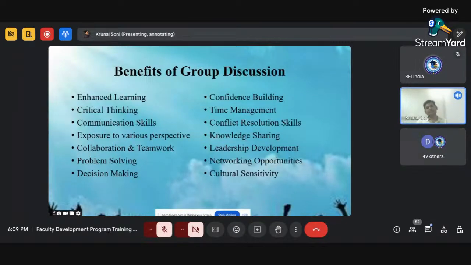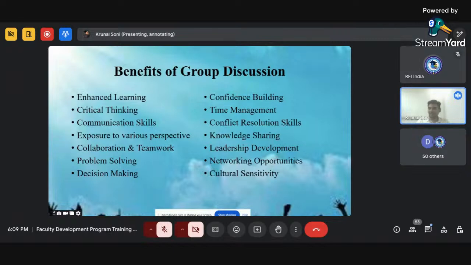Benefits of group discussion. So what are the benefits of conducting a group discussion? First is enhanced learning. Obviously, when we meet multiple people, we come across multiple things, multiple parameters, and multiple knowledge aspects. So our own knowledge is always going to be enhanced, and we brush up our things in a better way. Critical thinking.